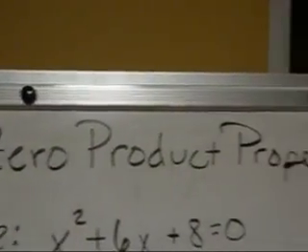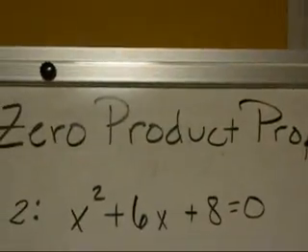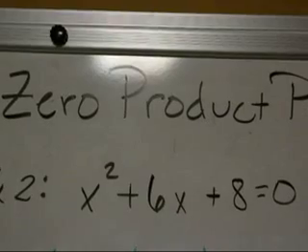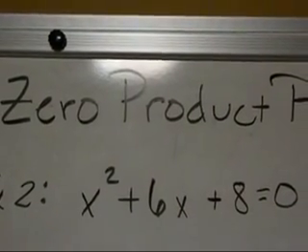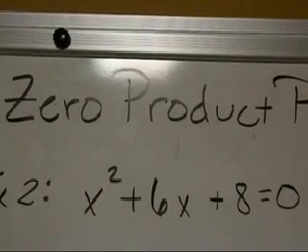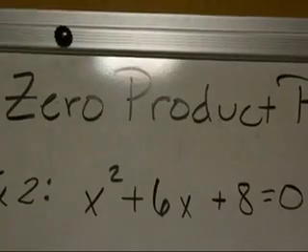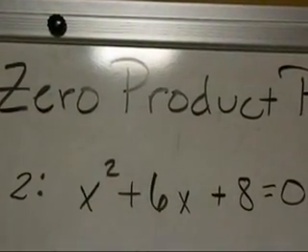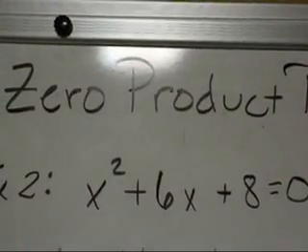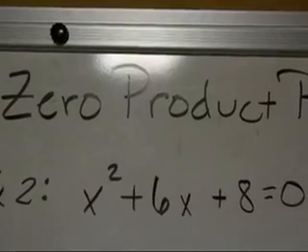Here's another example of the zero product property. This time, let's look at x squared plus 6x plus 8 is equal to 0. Can I take out something common? No. Is it a difference of squares? No. Is it a perfect square trinomial? No. Must be the other type of factoring. Is it the easy kind or the hard kind? Oh, there's no leading coefficient. This is the easy problem.